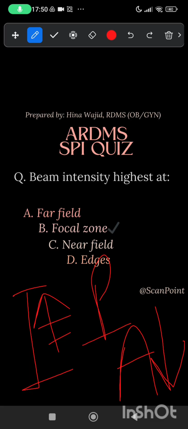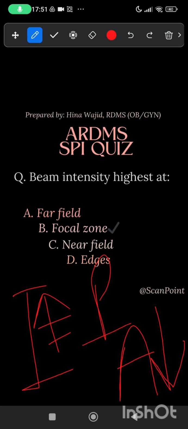Another very important point is that the best lateral resolution is present at the focal zone, where the beam is narrowest. Why? Because lateral resolution depends on the beam width. Where the beam is narrow, lateral resolution is highest. So intensity is highest at the focal zone, and lateral resolution is best at the focal zone.